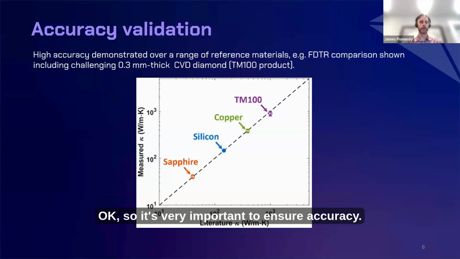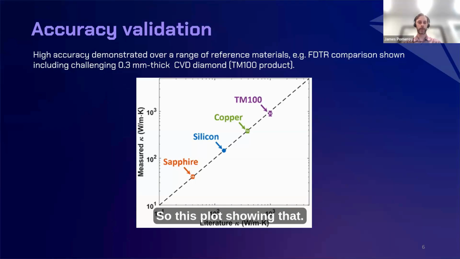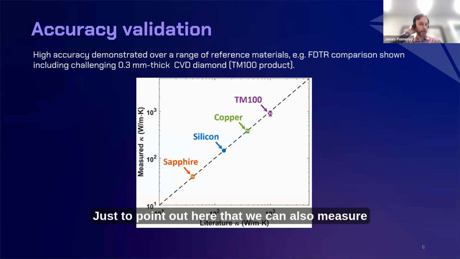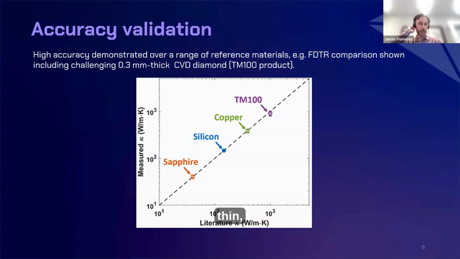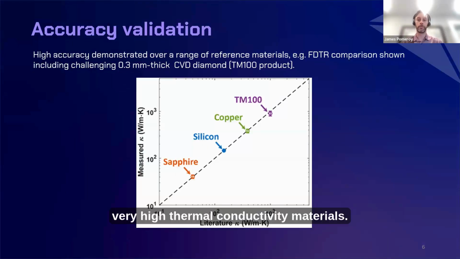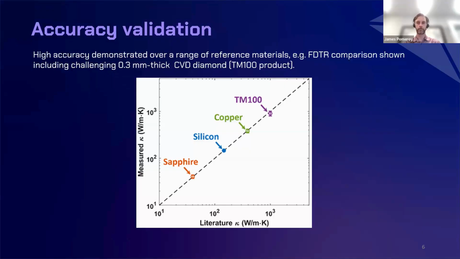Okay, so it's very important to ensure accuracy. We do that by comparing to standard reference materials where we know the thermal properties well. So this plot shows that. Just to point out here that we can also measure thin, very high thermal conductivity materials. So the TM100 is a CVD diamond product, which is 300 microns thick. That can be challenging using other techniques.